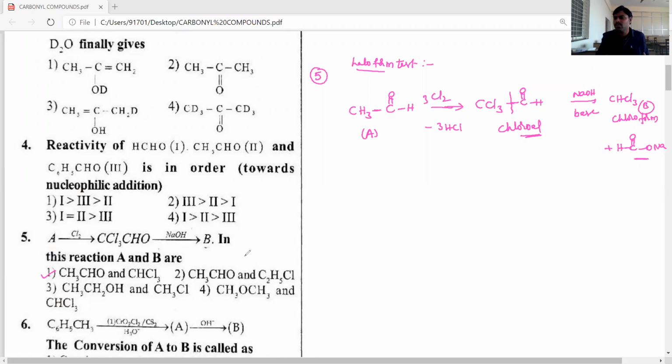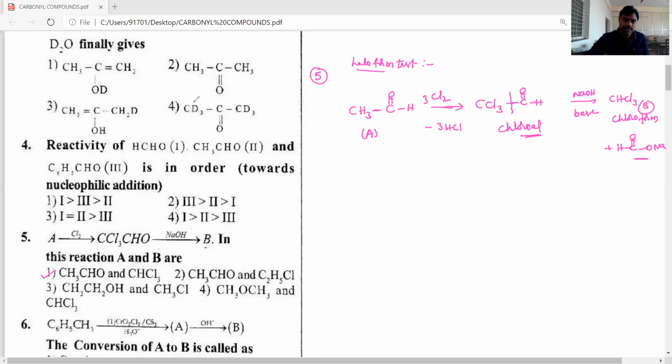In the haloform test, if chloroform is formed, it is called the chloroform test. If bromoform, CHBr3, is formed, it is known as the bromoform test. If CHI3 is formed, it is known as the iodoform test. These tests were also discussed in alcohols, phenols, ethers, because under special conditions there are exceptions for the haloform test. Ethyl alcohol and terminal secondary alcohols give a positive haloform test, as well as methyl ketone compounds.